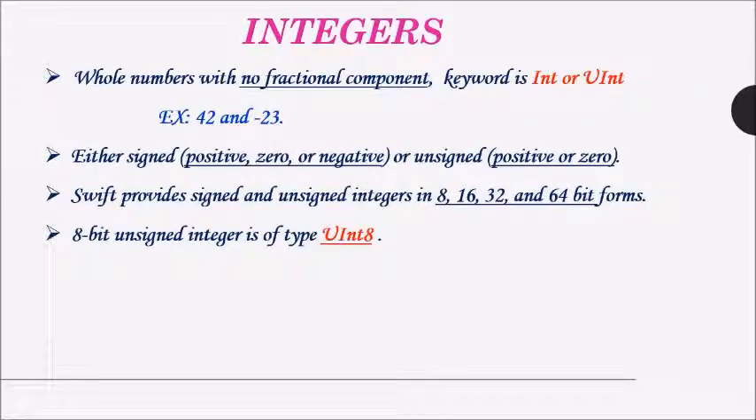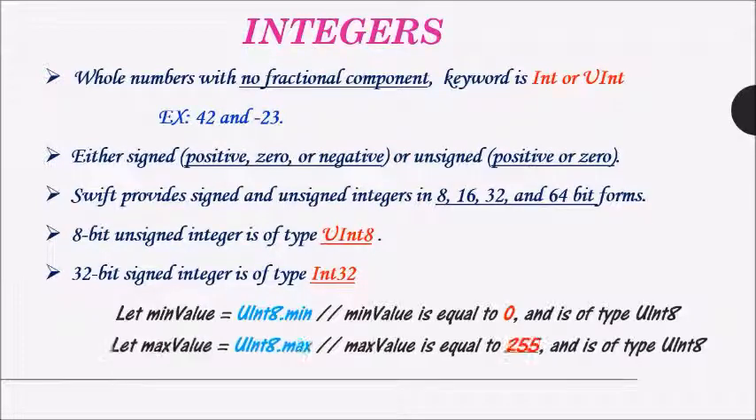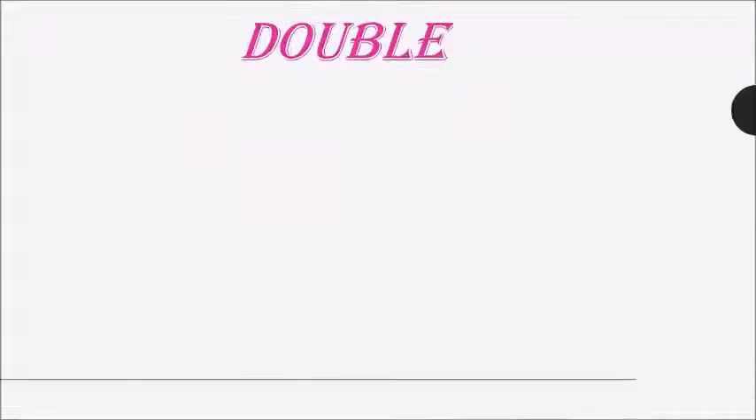We can use Int32, Int64 to define 32 or 64-bit signed integers, whereas UInt32 or UInt64 define 32 or 64-bit unsigned integer variables. An 8-bit unsigned integer has a range from 0 to 255. The minimum value for UInt8 is 0 and the maximum value is 255.